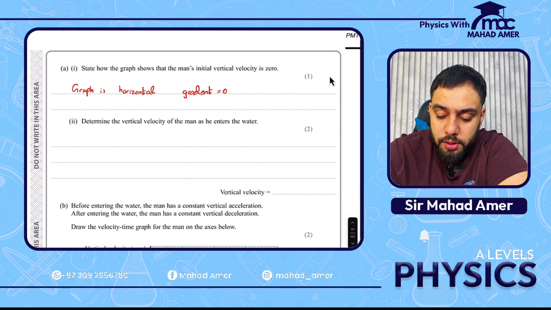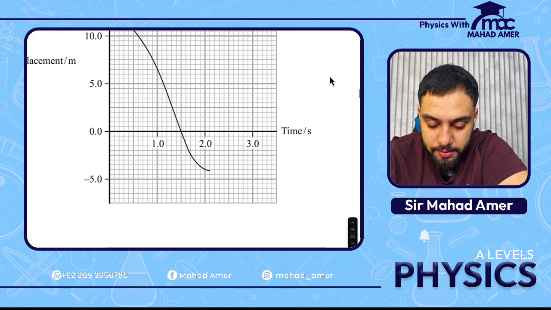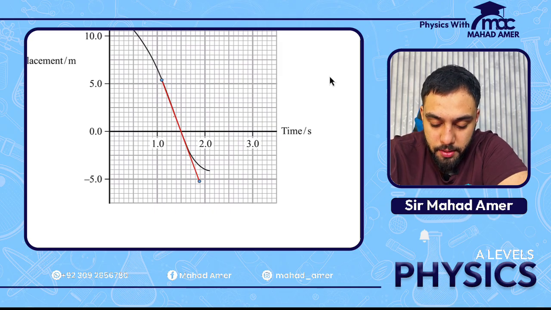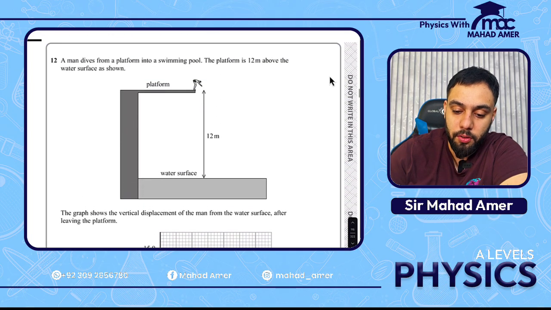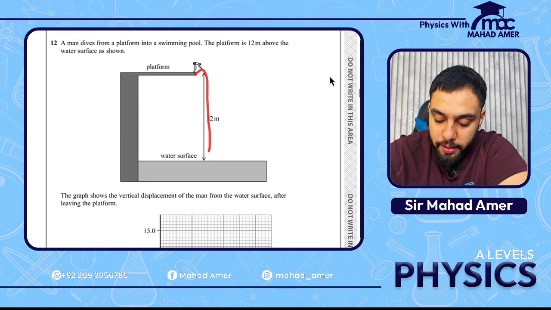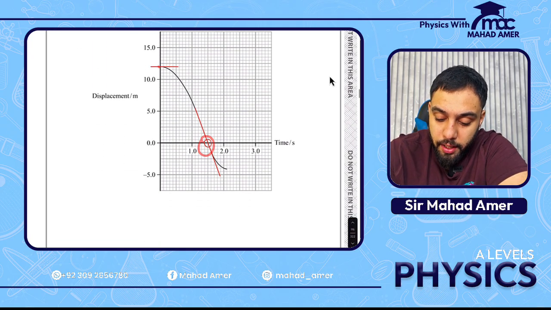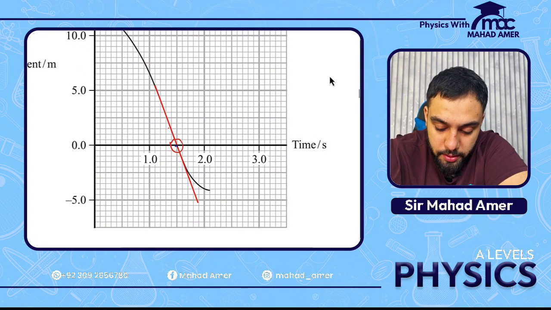Determine the vertical velocity of the man as he enters the water. Okay, so I need the velocity of the man as he enters the water. So I practically need this gradient, this red line gradient, because this is the point where he enters the water, and at that point the displacement would be 0. It's 12 meters below, and this is the point. For the gradient, I need 2 points. First of all, I'll take the point exactly.